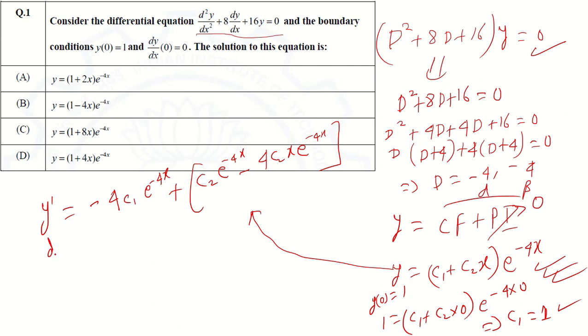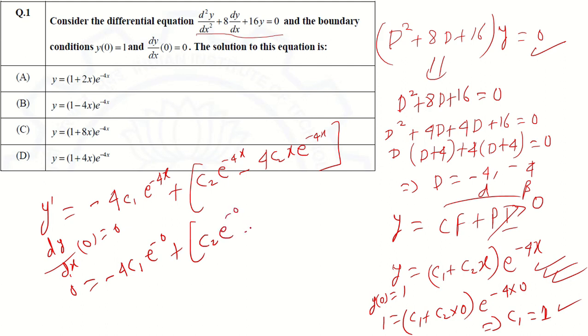and from this we have dy by dx at 0 is equal to 0, that is y dash is equal to 0 at x is equal to 0. That is 0 is equal to minus 4 c1 e to the power minus 4 into 0, plus c2, minus 4 c2 into 0 e to the power 0. So if we solve this one and apply c1 is equal to 1, here, c2 is equal to 4.